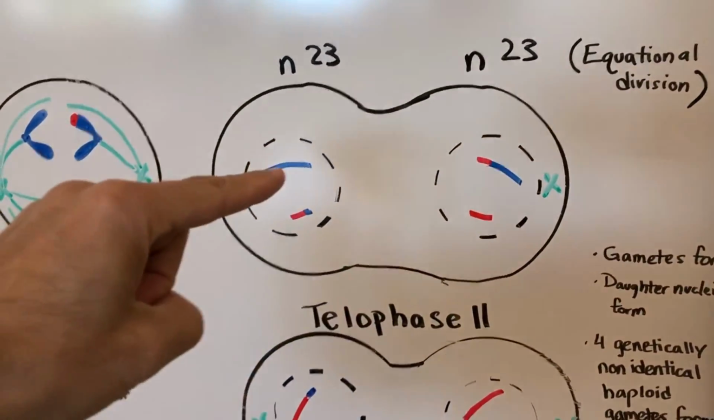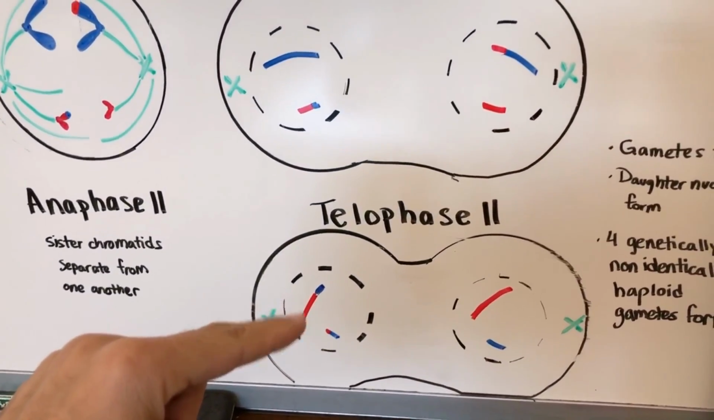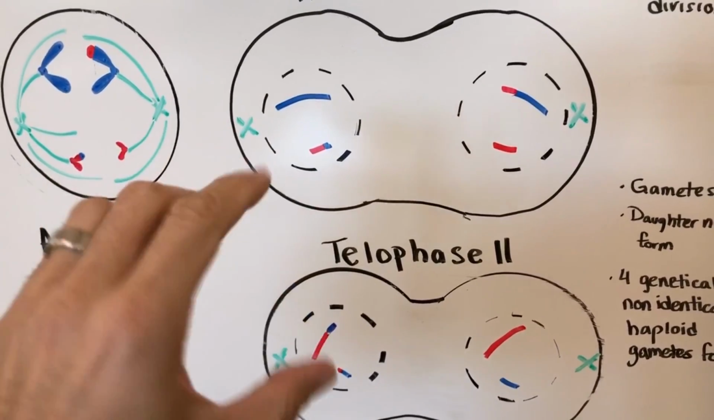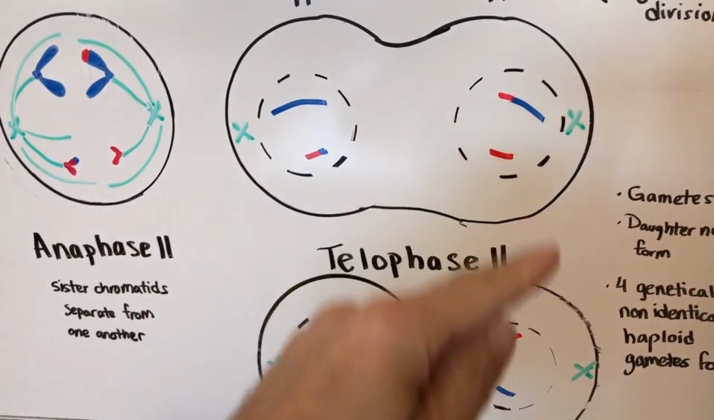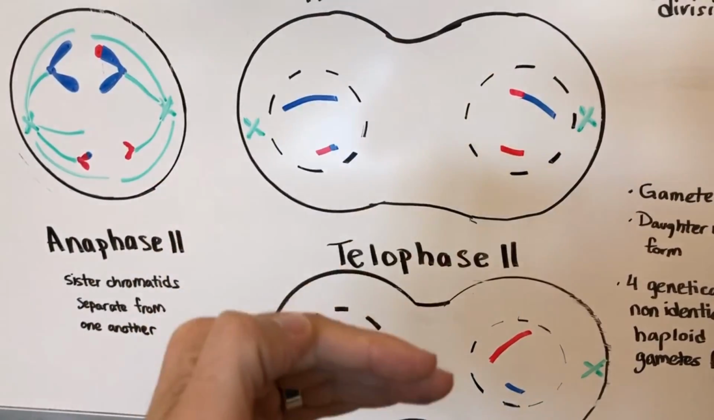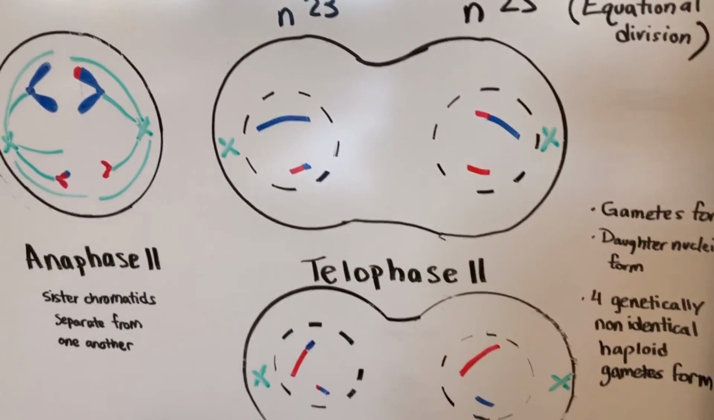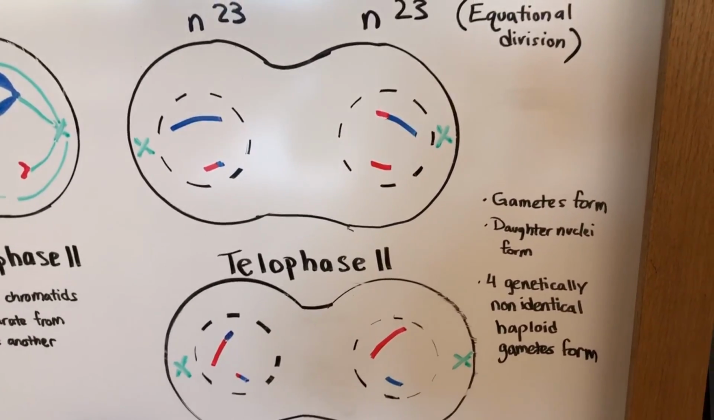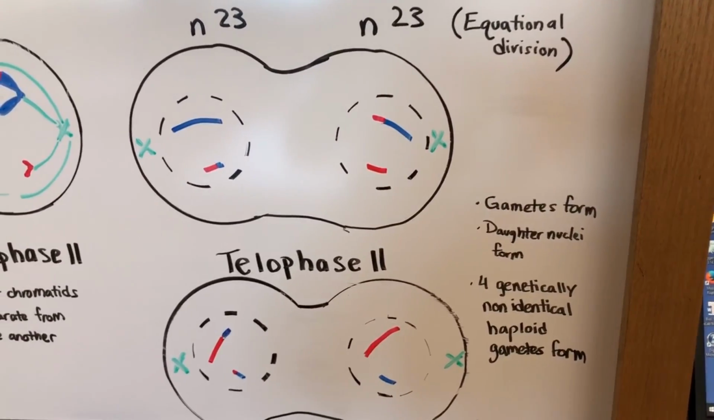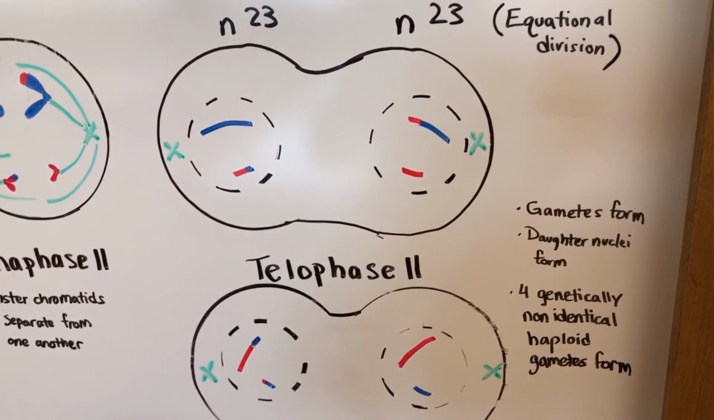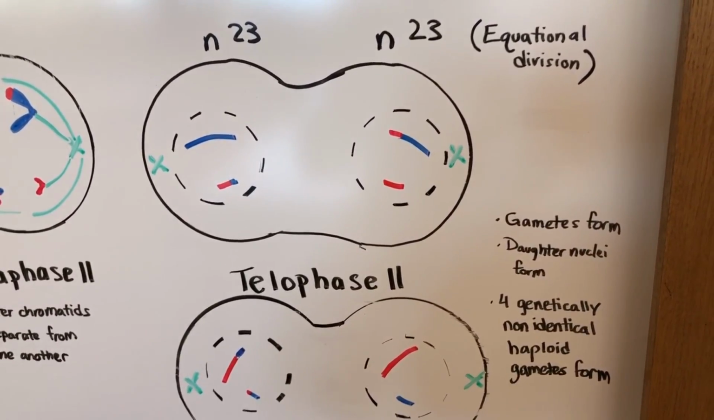You see, these 2 up here are not the same as these 2 down here because of independent assortment. Remember during metaphase I, independent assortment happened? So that's why these 2 and these 2 are not the same. Okay? So none of these 4 cells are the same genetically. All of these cells are now haploid. They have 1 set of chromosomes, and these are called the gamete cells.